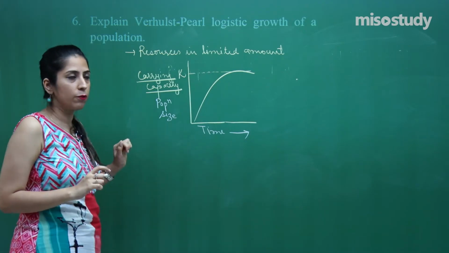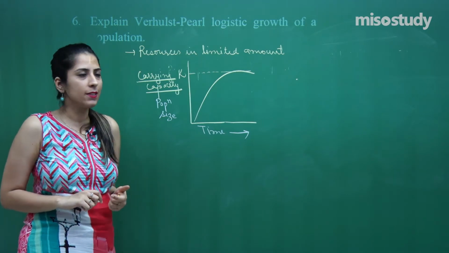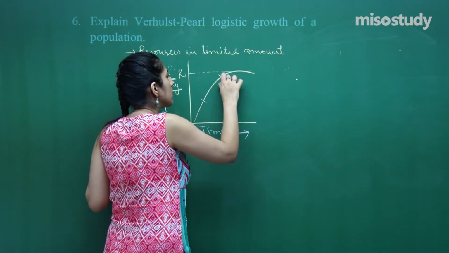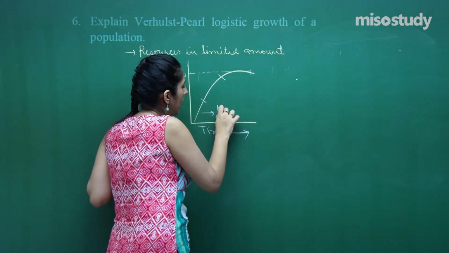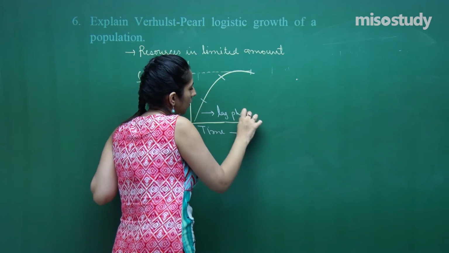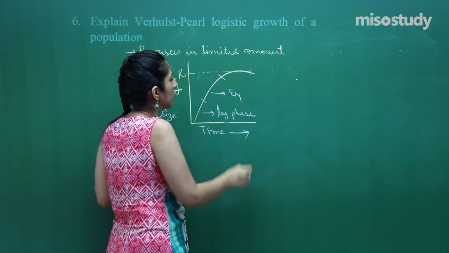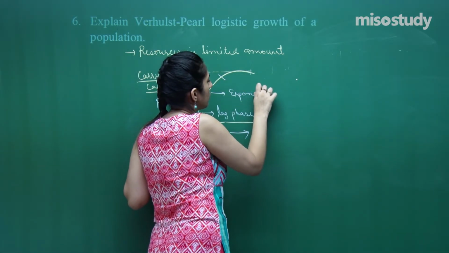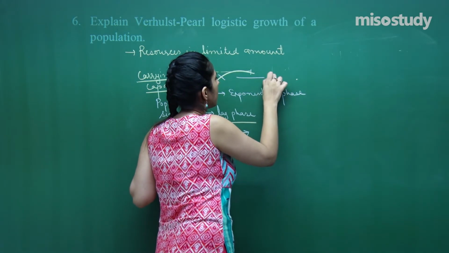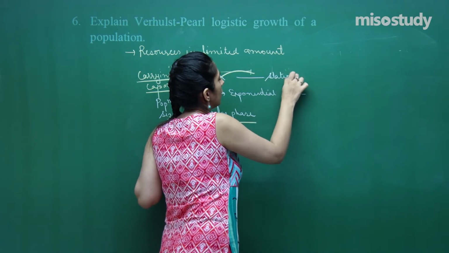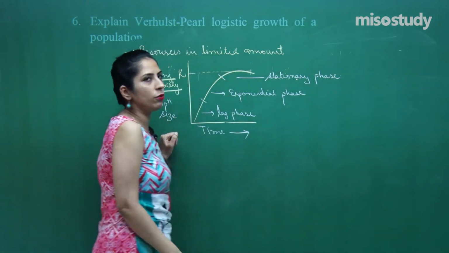Now, listen to the things very carefully. The whole graph obtained between population size and time is divided into 3 components. First one is called the lag phase. This is called an exponential phase, where there is a fast growth of organisms. This is called the stationary phase, also called the plateau phase.